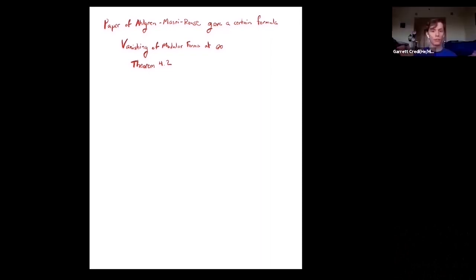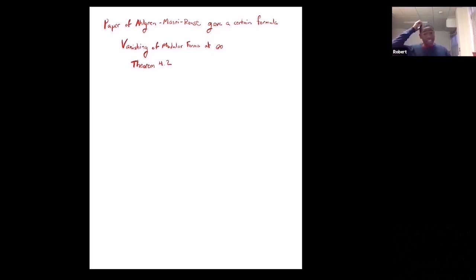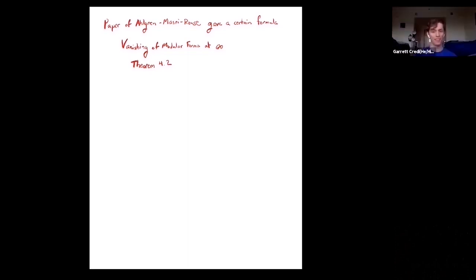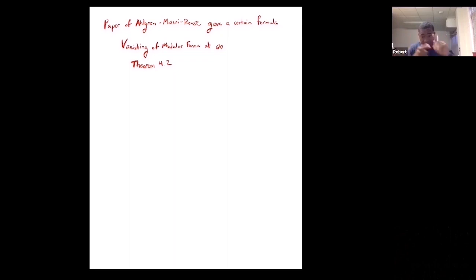Yeah. What did that formula tell you? Oh, that's a great question. It is kind of technical and complicated. But one thing I will tell you is the following. I'm going to go back to talking about expansions, because this is basically what I do for my research. When you take a modular form, it has an expansion that looks like this.